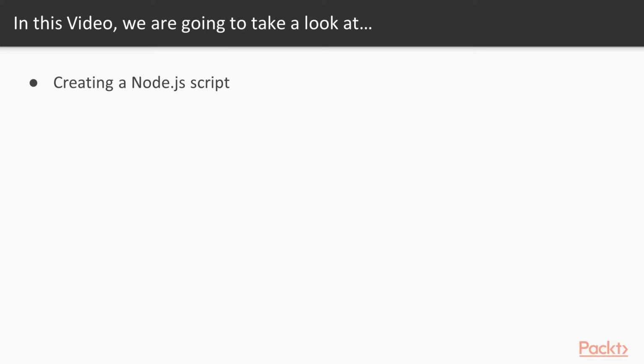Today we're going to cover our first Hello World application. So what we're going to cover is creating a Node.js script. We're going to cover how to output to the console, and then we're going to cover how to run that Node.js script that we've just made. So let's get started. Open up VS Code.